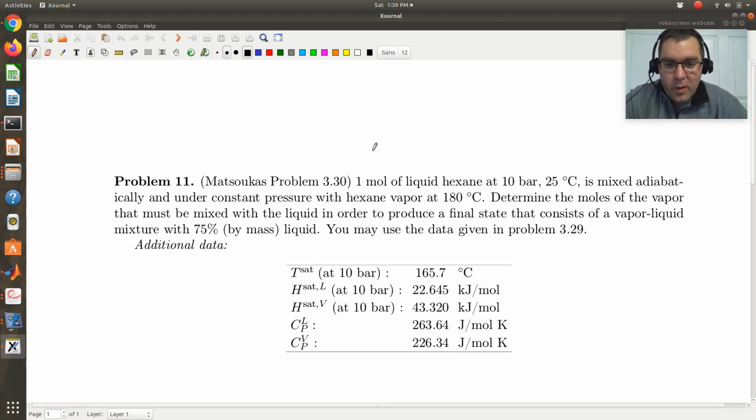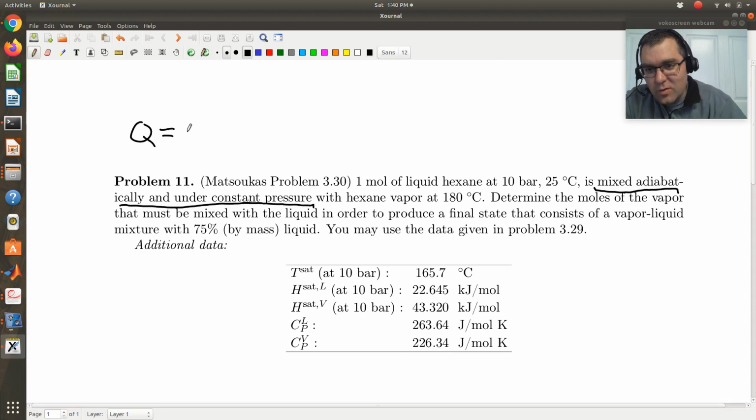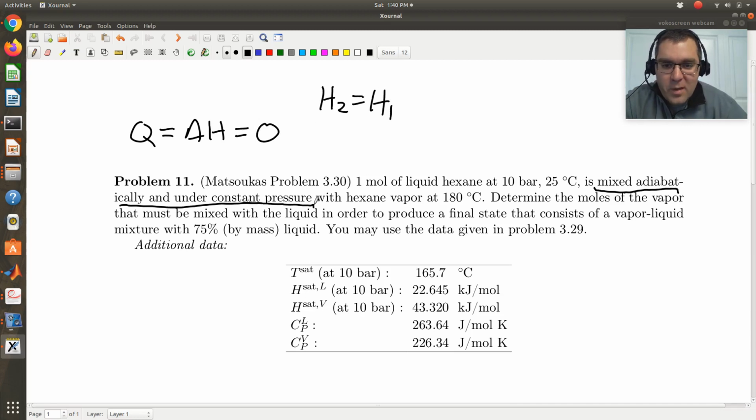So we're told that we have 1 mole of liquid hexane at 10 bar, 25 degrees C, that's mixed adiabatically under constant pressure, right? So keyword again being mixed adiabatically under constant pressure. This tells us that our first law energy balance reduces to Q equals delta H. That's the constant pressure term. Then adiabatic means delta H is equal to 0. So in this case, the enthalpy of our final state will be equal to the enthalpy in our initial state.